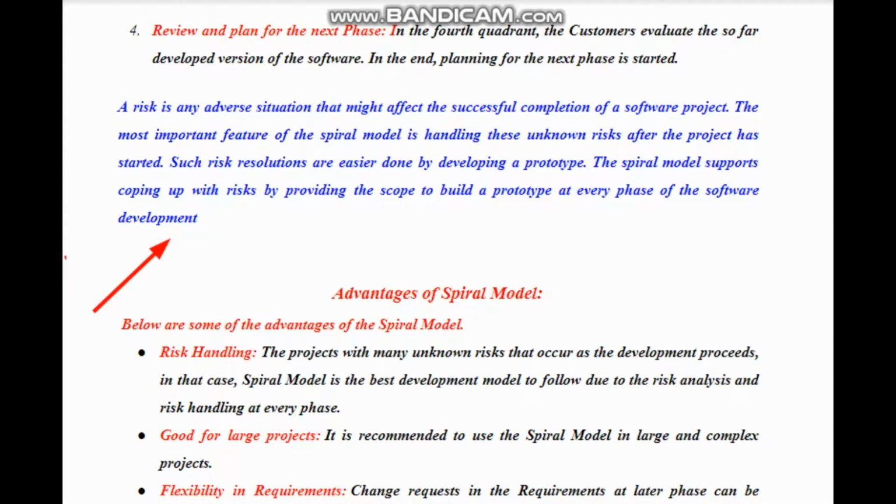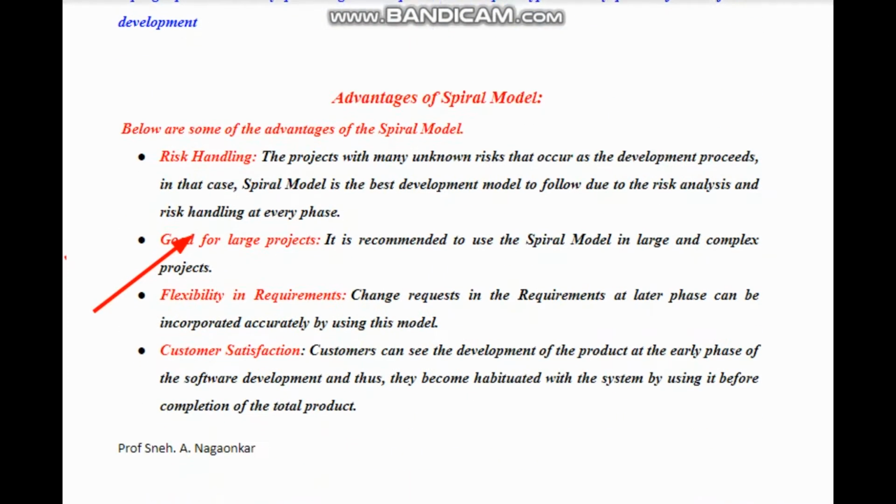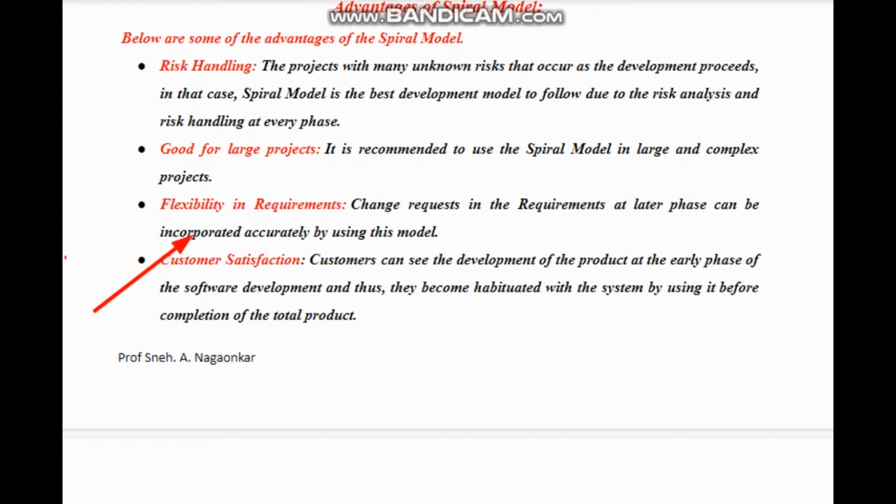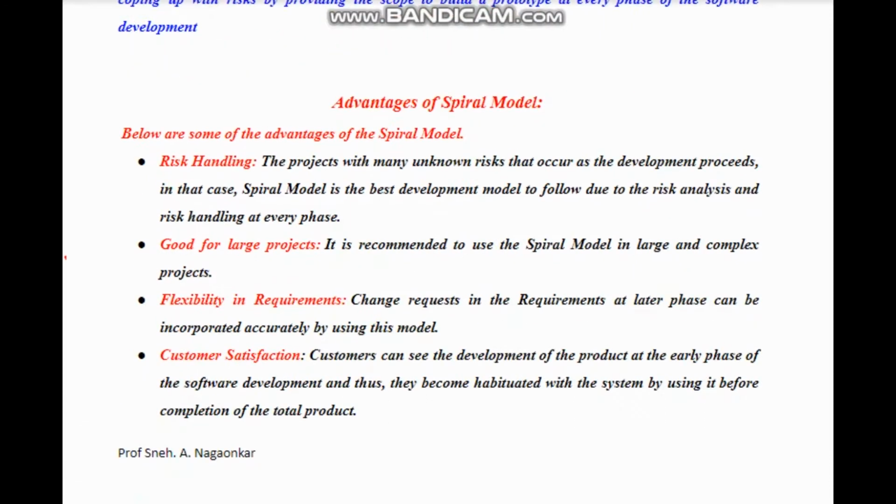It says that a risk is nothing but a situation which may affect the completion of a software development, or these are the factors which may come in a requirement or at the early stages of the software development. So by using a spiral model we can say that there is a very low risk during the software development. Now let us go shortly to the advantages. So what may be the advantages of a spiral model?